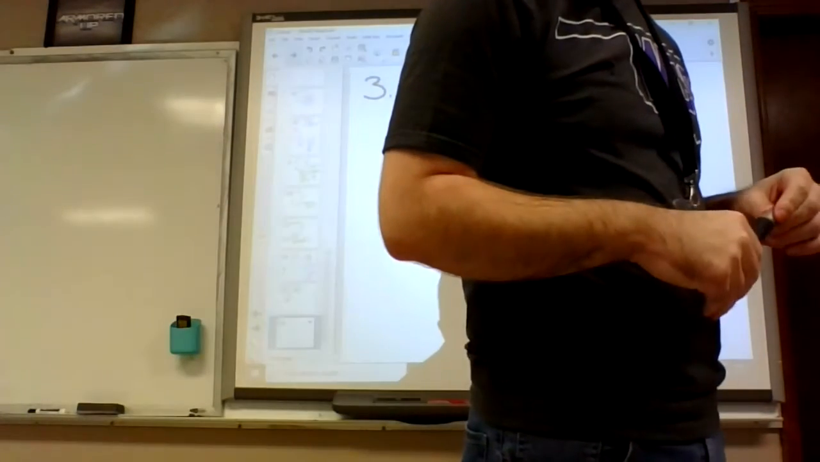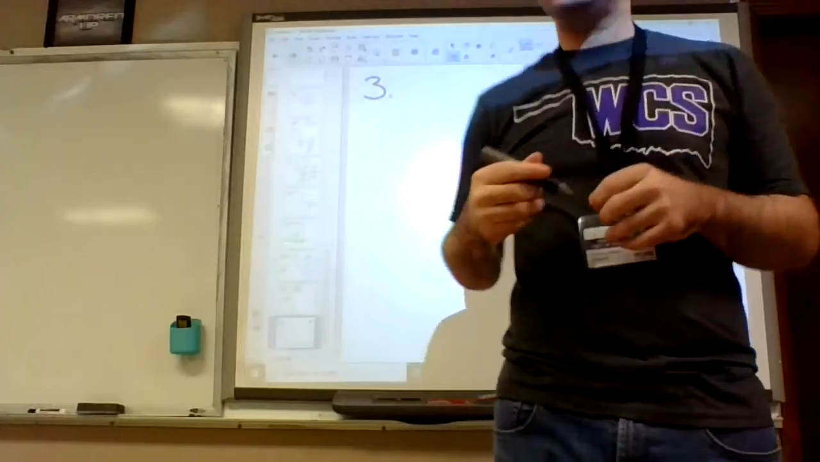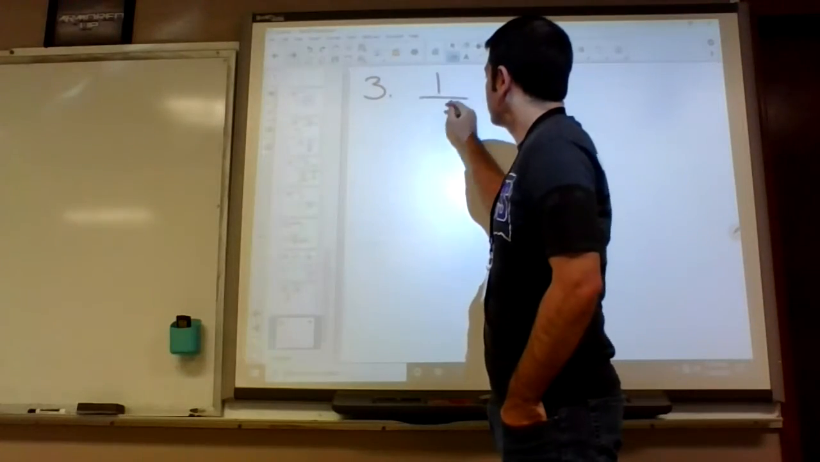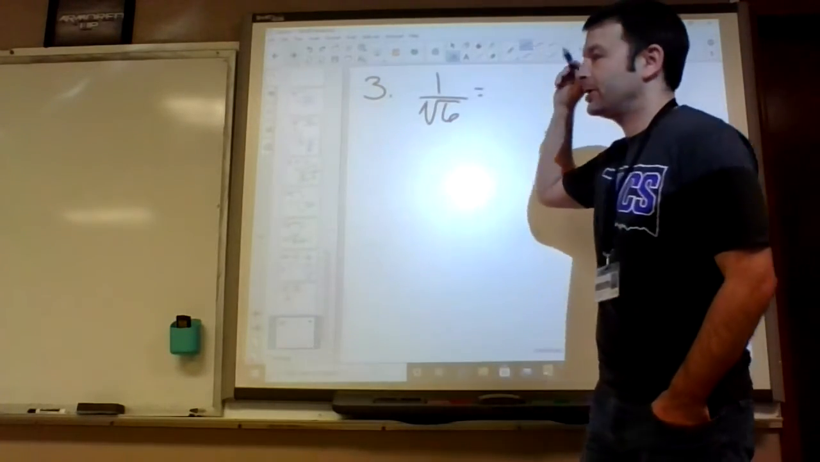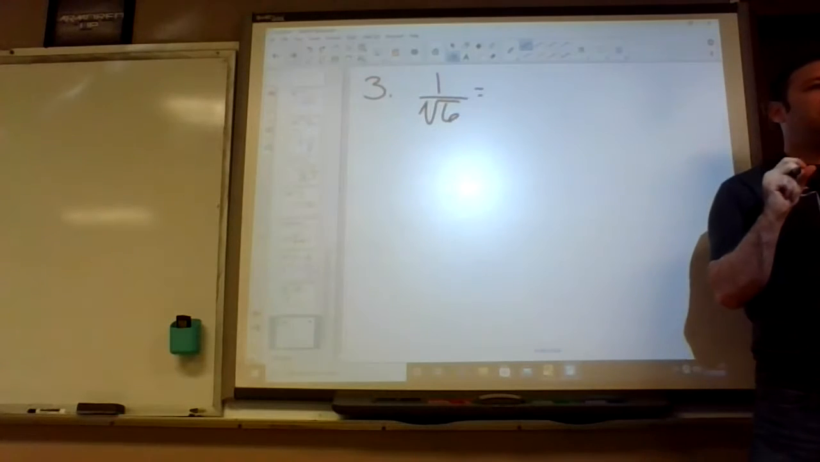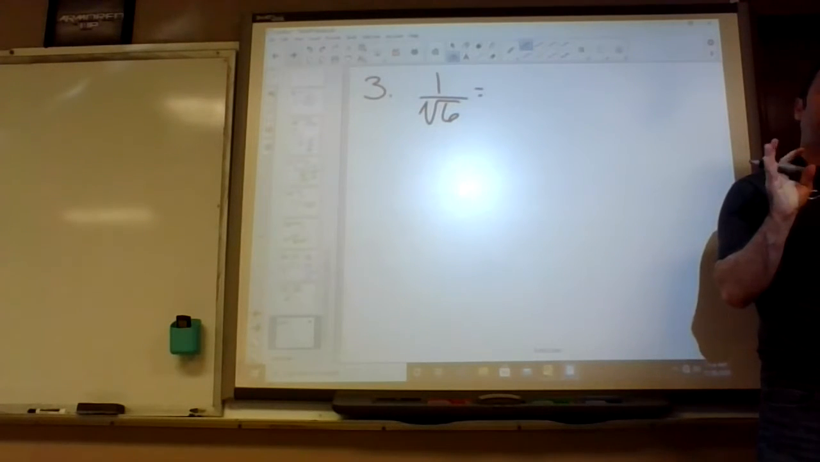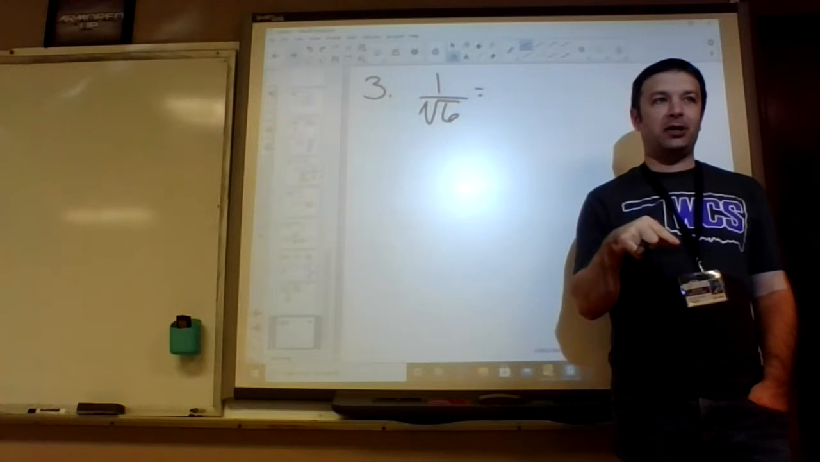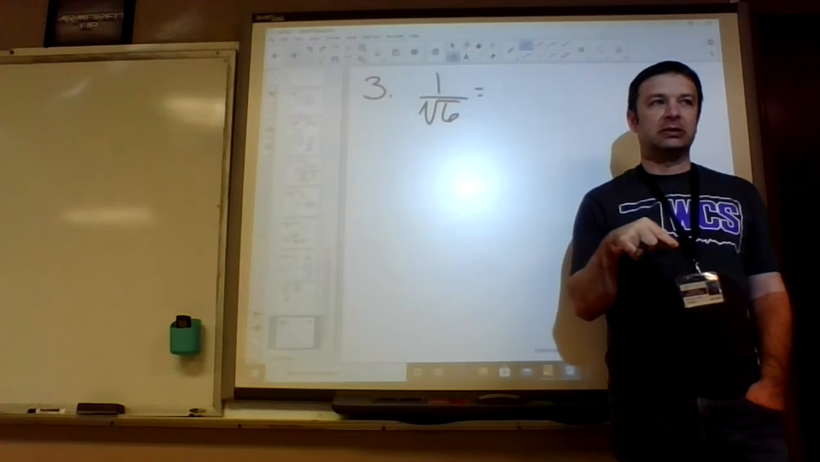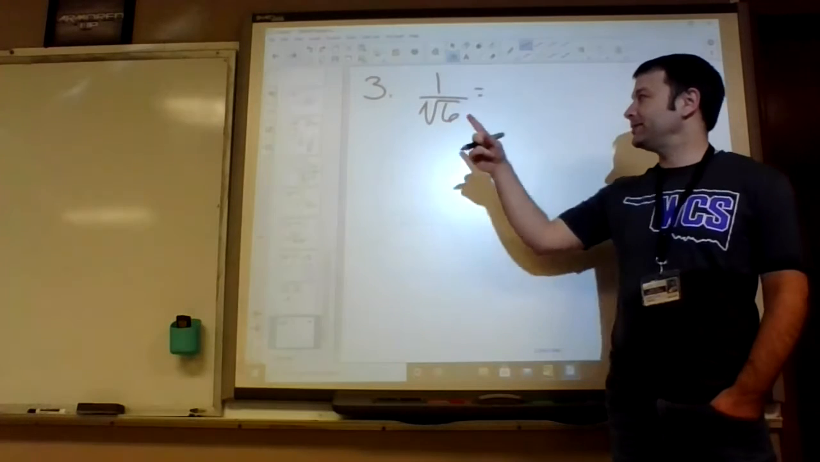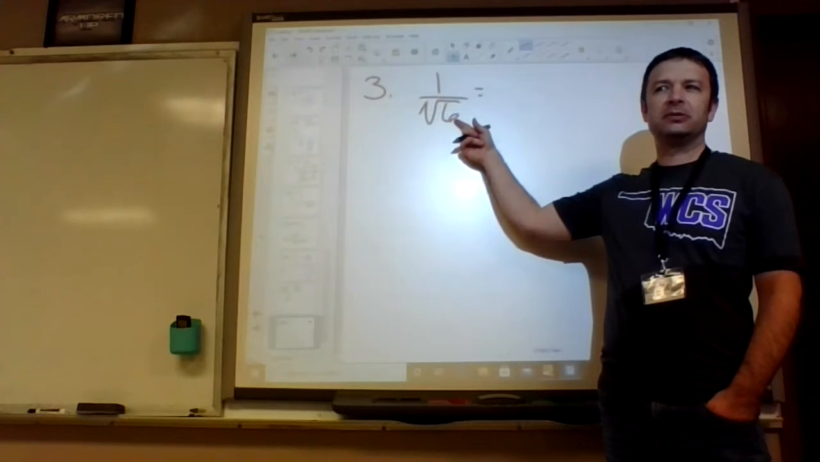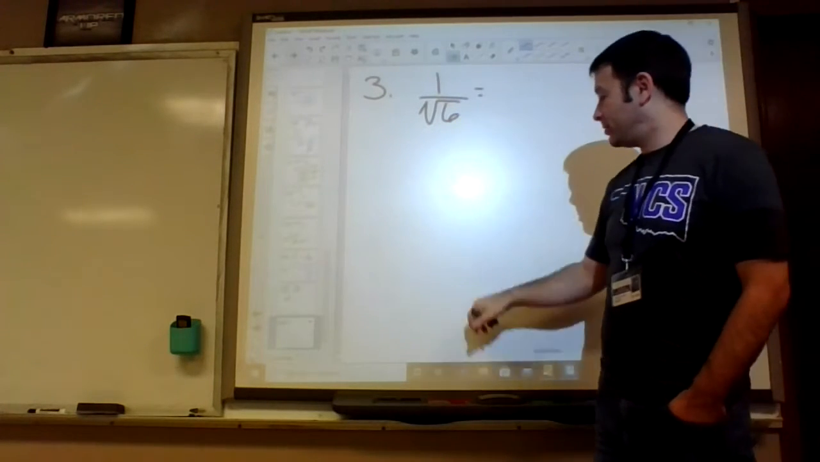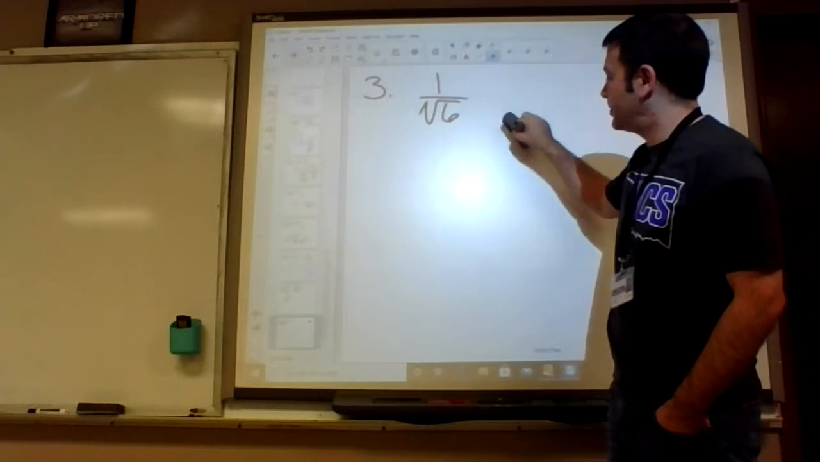Okay. Number 3. The other thing that we're learning today, this is new actually, I think. Maybe we did it in Algebra 1, but you can't leave a square root in the denominator. Anybody remember how we fixed that? You don't flip it, you multiply the top and bottom by square root of 6.